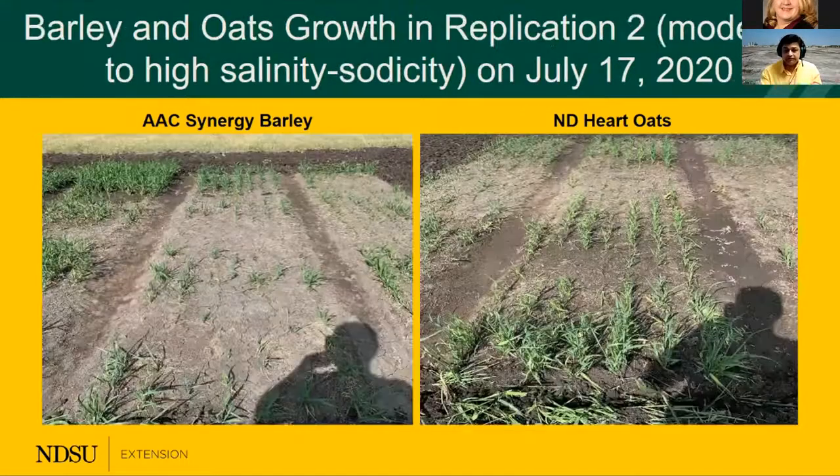Here is our moderate to high salinity and sodicity level treatment. So here, surface salinity, EC, in the first 6 inches went from 4 to 7.5 or something, and SAR increased from 7.12 to 14 point something.